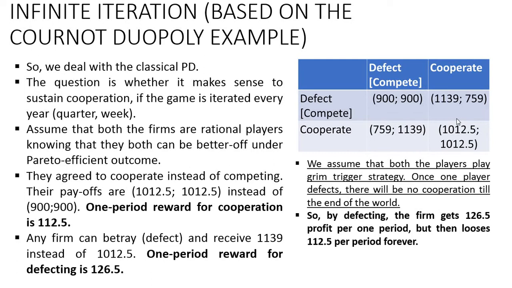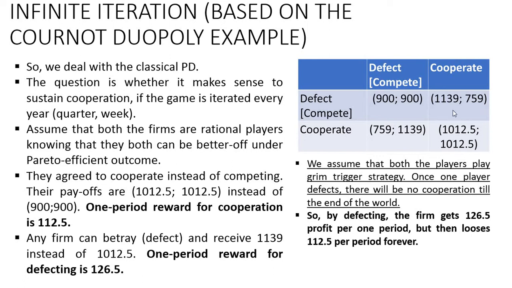Okay, so basically this means that the one period gain from cooperation is equal to 112.5. So thanks to cooperation, they both can get 1012.5 instead of 900. So as I said, the one period reward for cooperation is equal to 112.5.